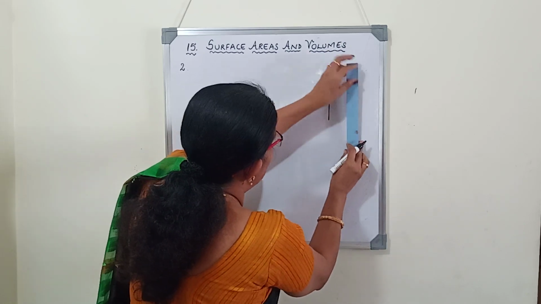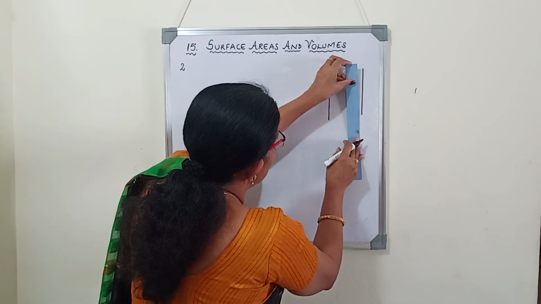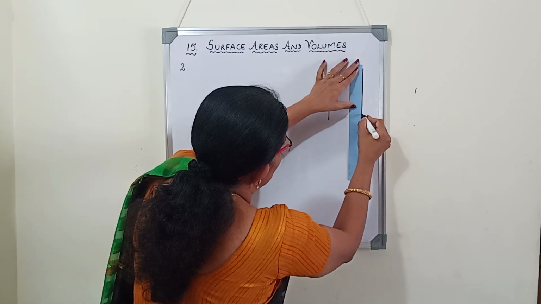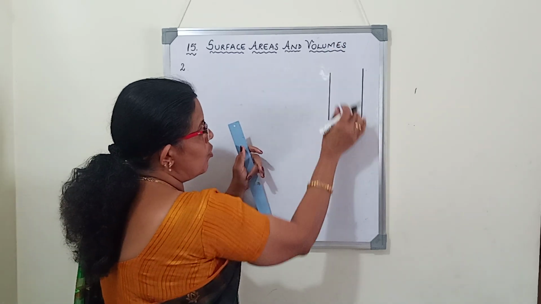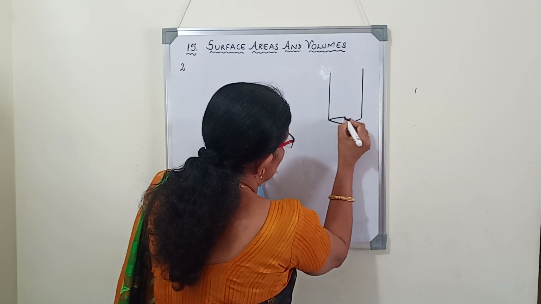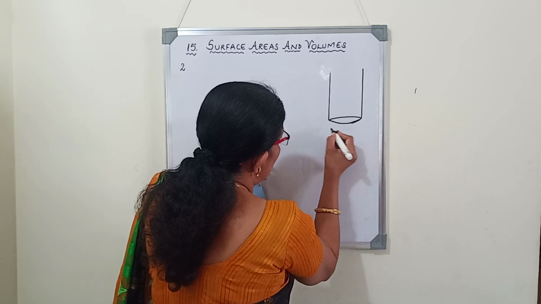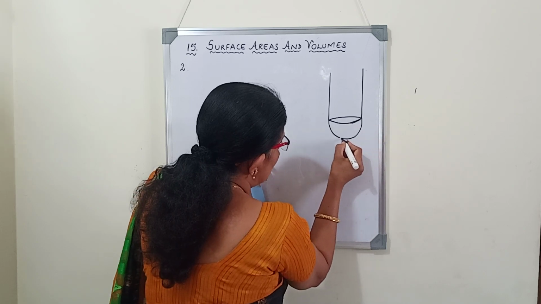So first we will draw the cylindrical part, and then below that we have to draw the hemisphere. This hollow cylinder means both the sides will be open. So here is the cylinder base. Now here there is a hemisphere. So like this.